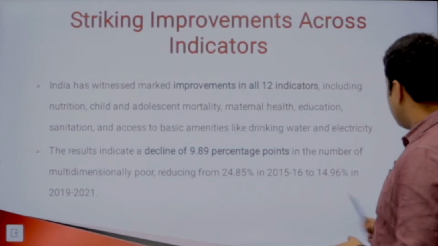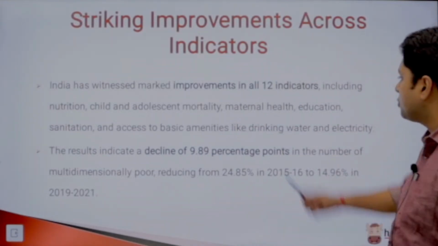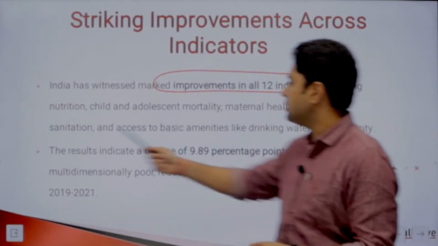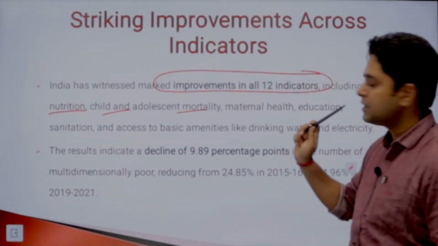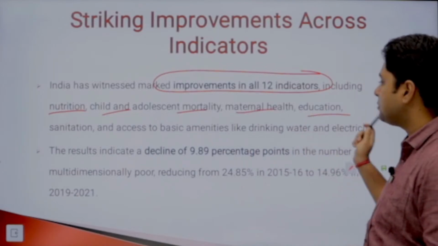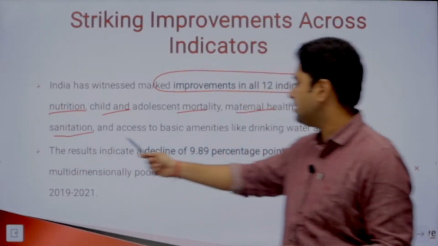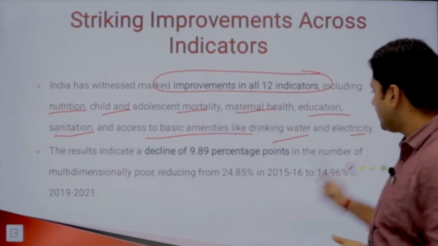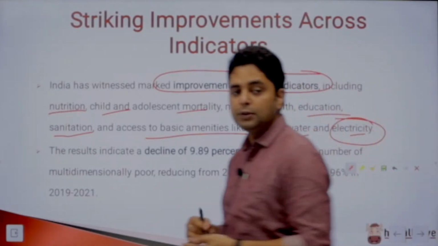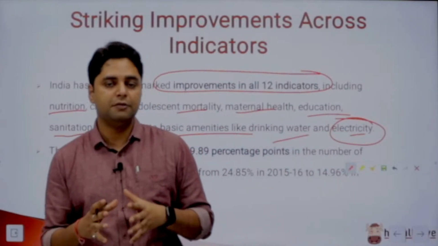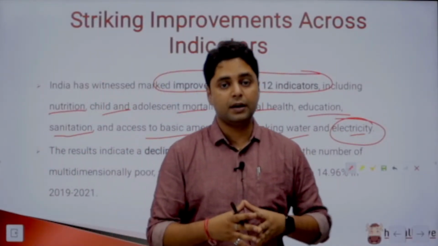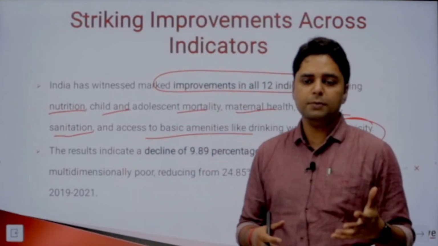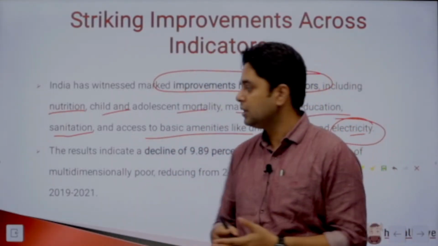Now, across all indicators we have shown improvement. तो total 12 sub indicators हैं जिसमें nutrition, child mortality, adolescent mortality, maternal health, education, sanitation, access to basic amenities, drinking water, electricity, सब में हमने improvement दिखाई है. Electricity में India 2020 में 100% electrified country बन गया. Like every village in India now has electricity. Every household may not have electricity, but every village does.